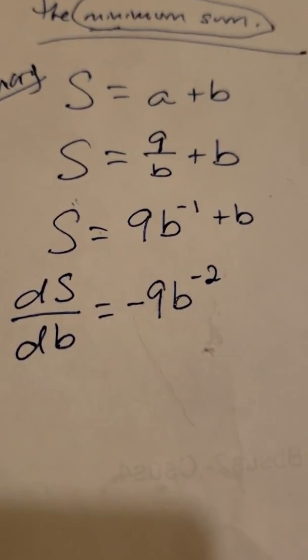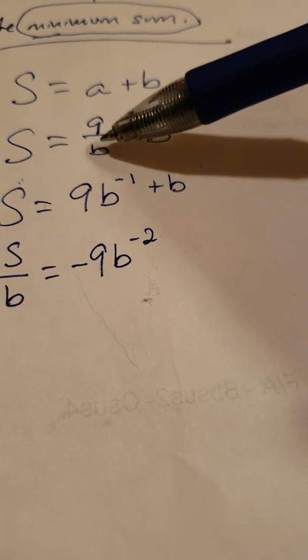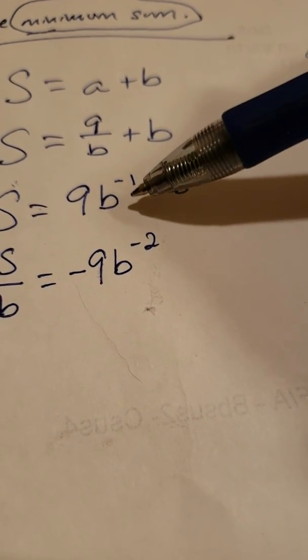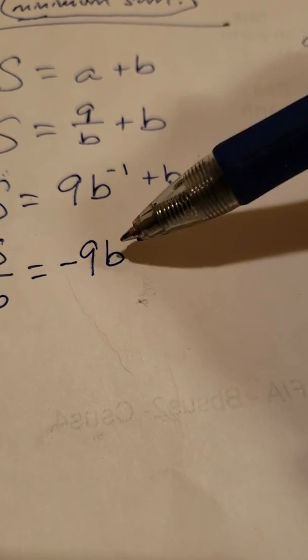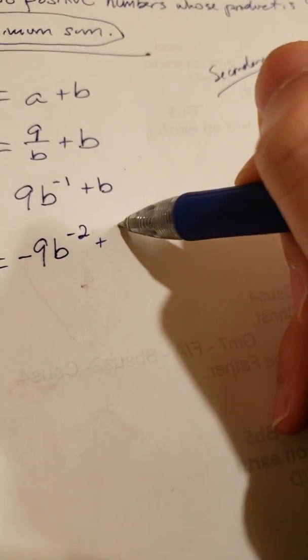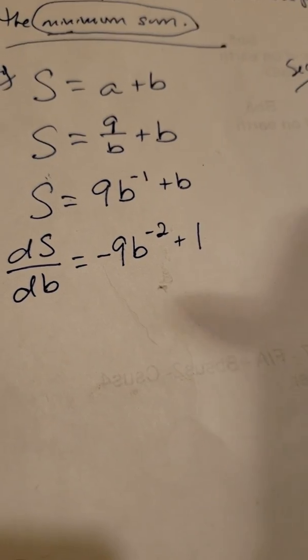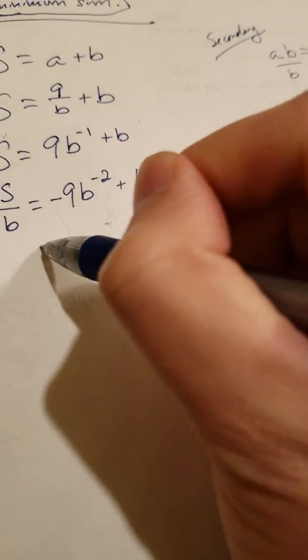Okay, and I know we're a little rusty because I saw some people want to use quotient rule here. Some people want to use product rule here. It's just a simple power rule, guys, all right? So don't overcomplicate things if you don't have to. And then derivative of b is 1, okay?